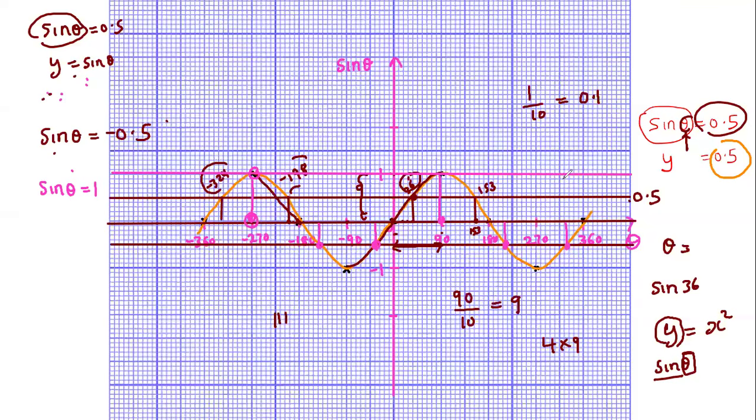So, tell me, which values of theta are you reading? I want you to read off from here. Place your answers in the chat. What are you getting? Very good. Negative 270 and 90. Now, dear members, this is how you draw it on your graph.